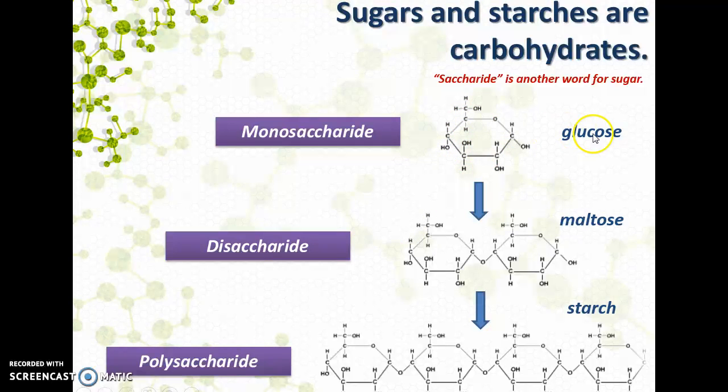Disaccharide would be if you take 2 glucose molecules and put them together. You can do this with any 2 monosaccharides. If you do specifically 2 glucoses, that makes maltose. And if you arrange a bunch of these monosaccharides, you get what's called a polysaccharide. That would be the polymer for carbohydrates. They're called polysaccharides. So just some terminology here.